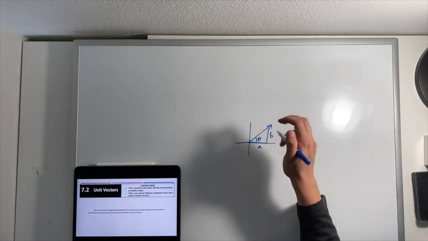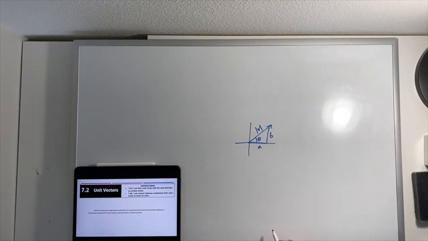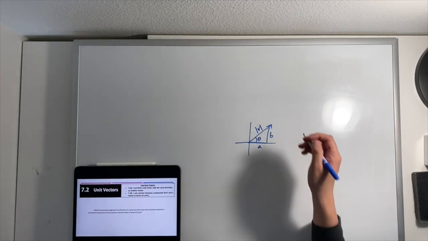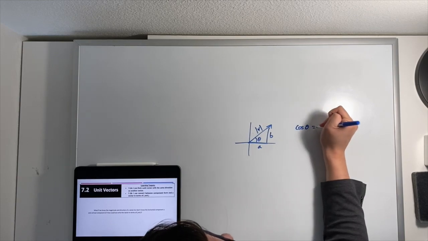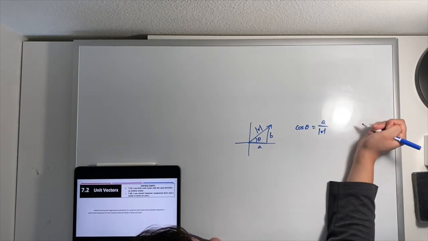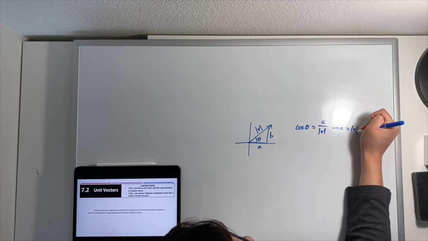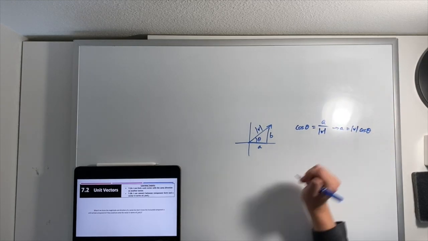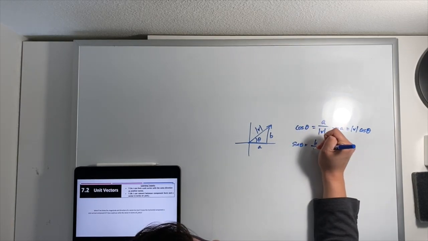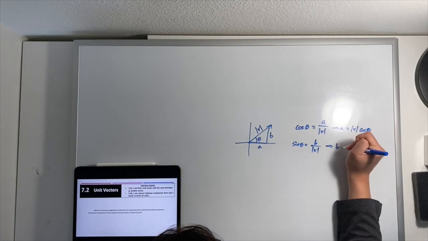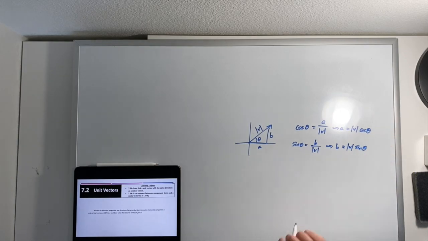Instead of calling this 5, I'm going to generalize this and just refer to it as the magnitude of vector v. Then cosine of our angle is adjacent over hypotenuse. So A equals the magnitude times the cosine of our angle. Sine of theta is opposite over hypotenuse. So our vertical component, B, is the magnitude times the sine of our angle.